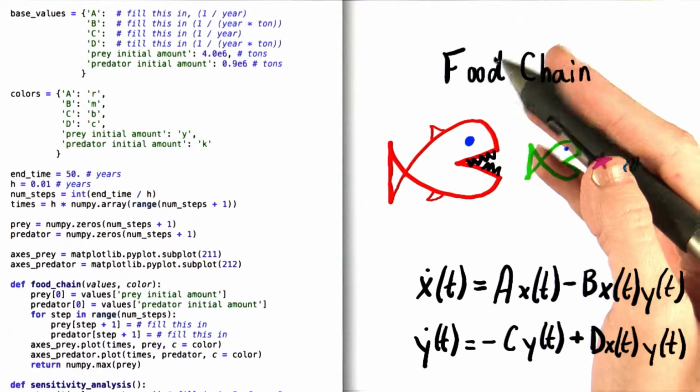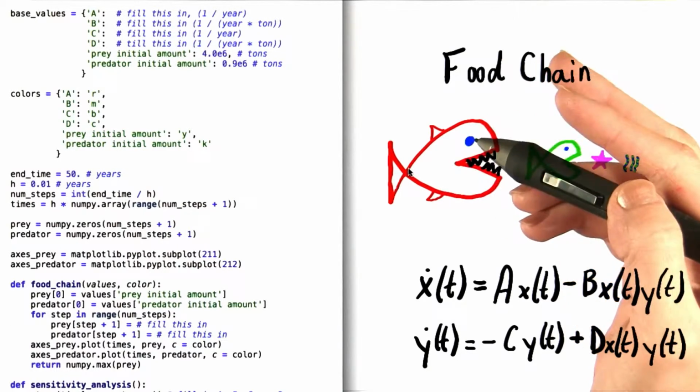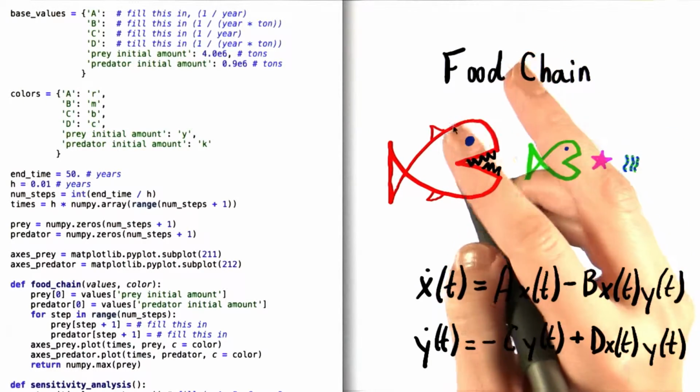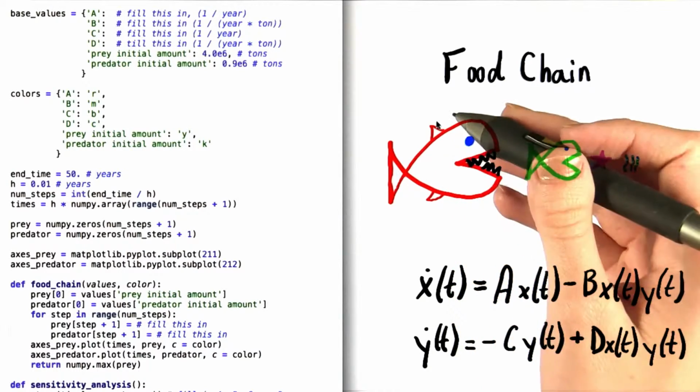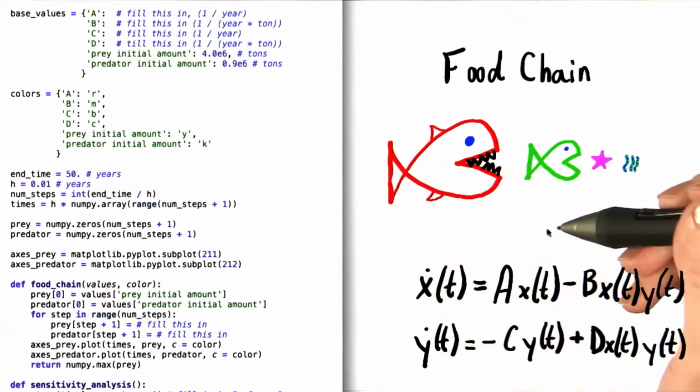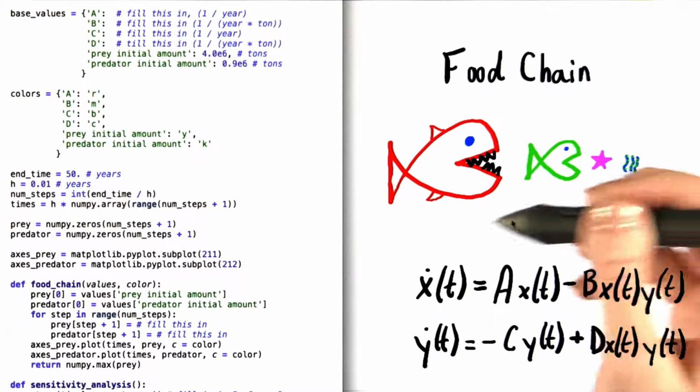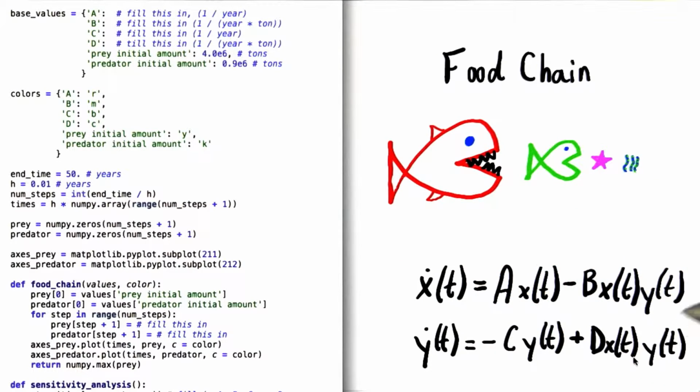Now we're going to look at a very simplistic model of a food chain. It's so simple that we're only going to consider two species of fish. One is the predator and one is its prey. You're going to model the change of either population, the predator and the prey, using differential equations in the form of these equations right here.